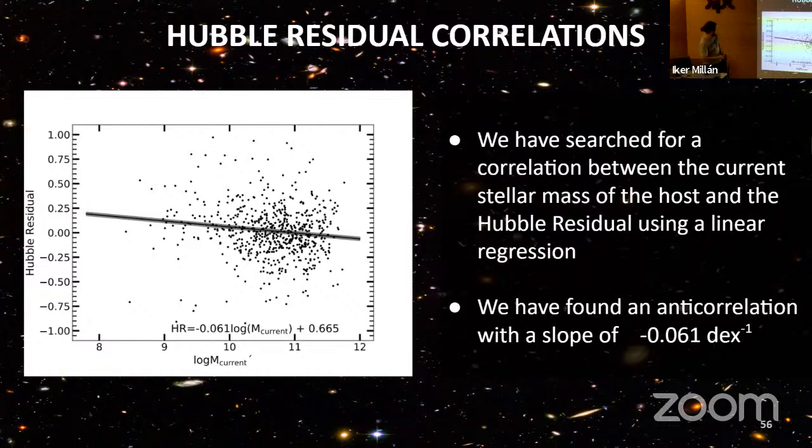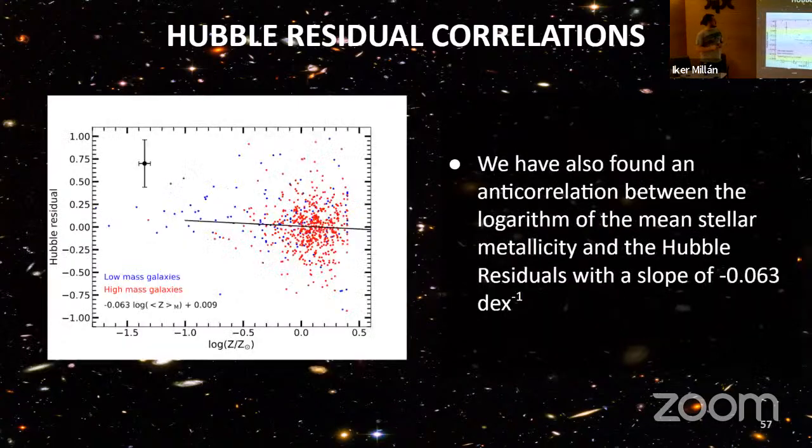There's a mean error bar. No, the error bar on the correlation. Of the correlation, it's a degree. It looks like it would be consistent with no correlation as well. No, we have checked and it's not. You should put an error bar on the coefficient so we can see them. Okay. Well, we have checked and there is a correlation between the Hubble residual and the current mass.